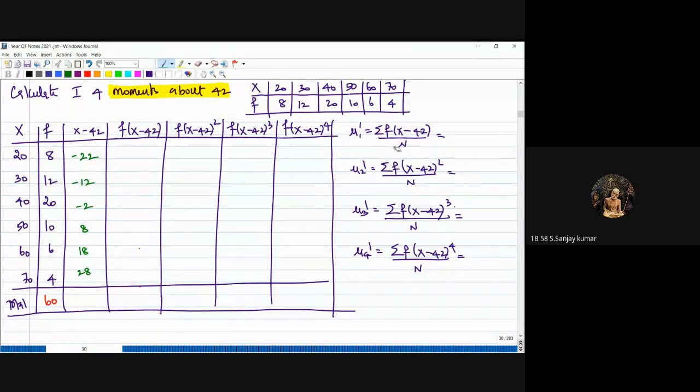Now we have to multiply with f. Minus 22 into 8 is minus 176, minus 144, minus 40, plus 80, 18 into 6, 28 into 4. If you add everything, you get minus 60. So this is minus 60 divided by n.